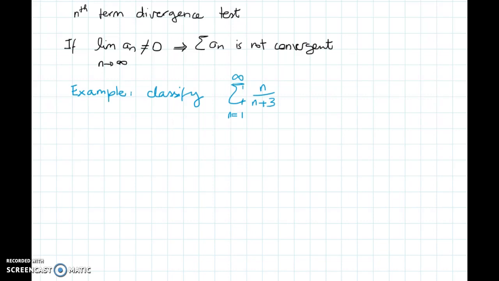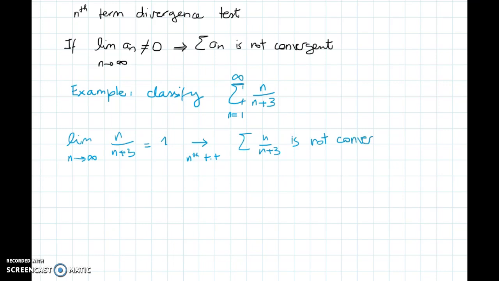Here we can see an example of how we can use this result. We wish to classify the series associated to the sequence n over n plus 3. So we check what is the limit as n approaches infinity of n over n plus 3, and we know that this limit is 1. Then, by the n-term test, we conclude that the associated series is not convergent. So we have classified the given series as not convergent.